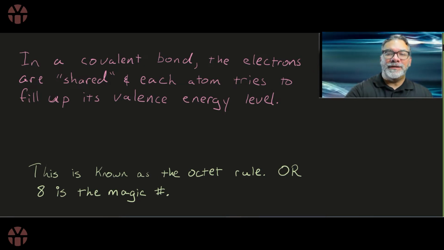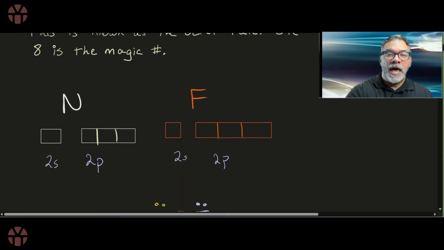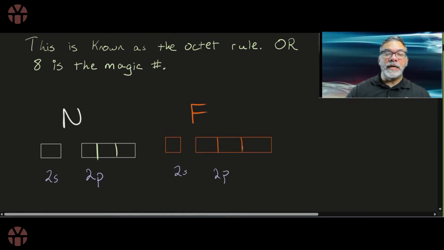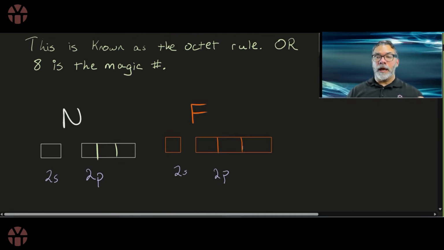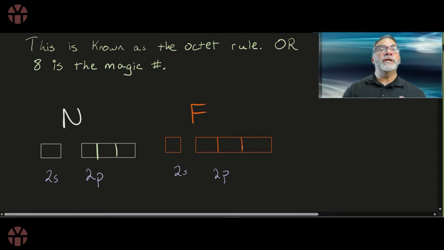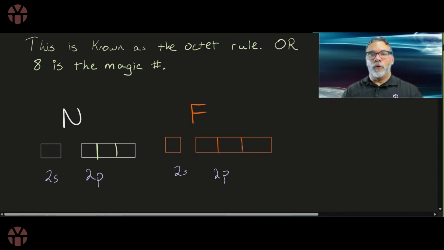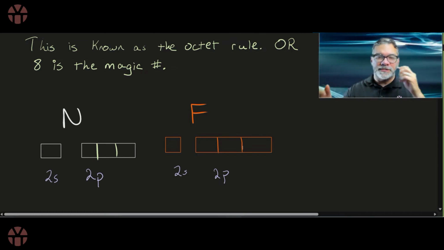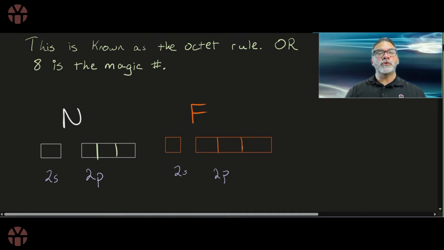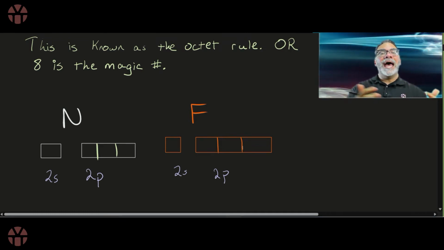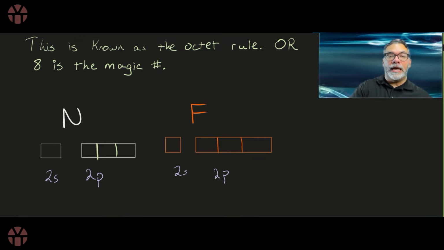Now, let's take a look and see how all of this occurs. What I have here is nitrogen and fluorine. A single nitrogen is not going to bond with a single fluorine, and that's it. More stuff has to happen. But I want to use these two so we get an idea of how those electrons start to fill in and work with one another.